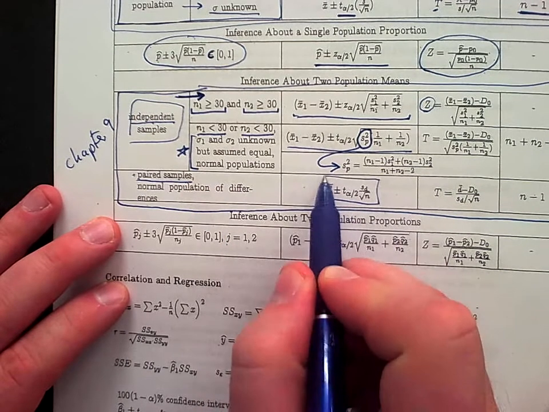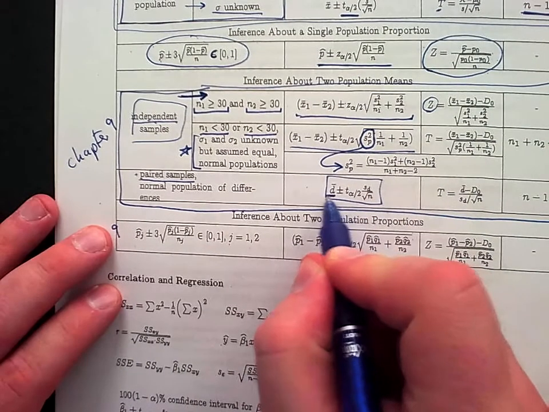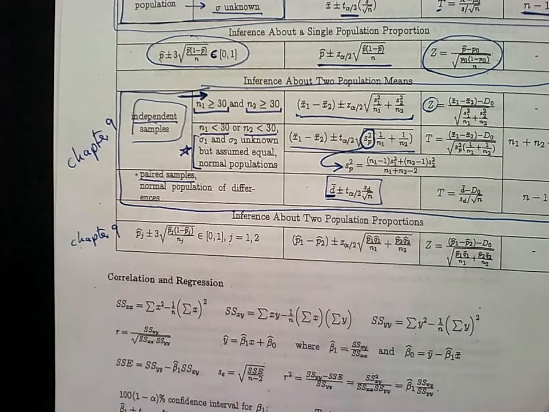this formula right here. And we have this thing right here called D bar, right? This thing right here, D bar. D bar is the average difference between the pairs, right? Let's talk about it here for a second. A paired sample simply just means that you go to one group twice, right? Is everybody good with that?